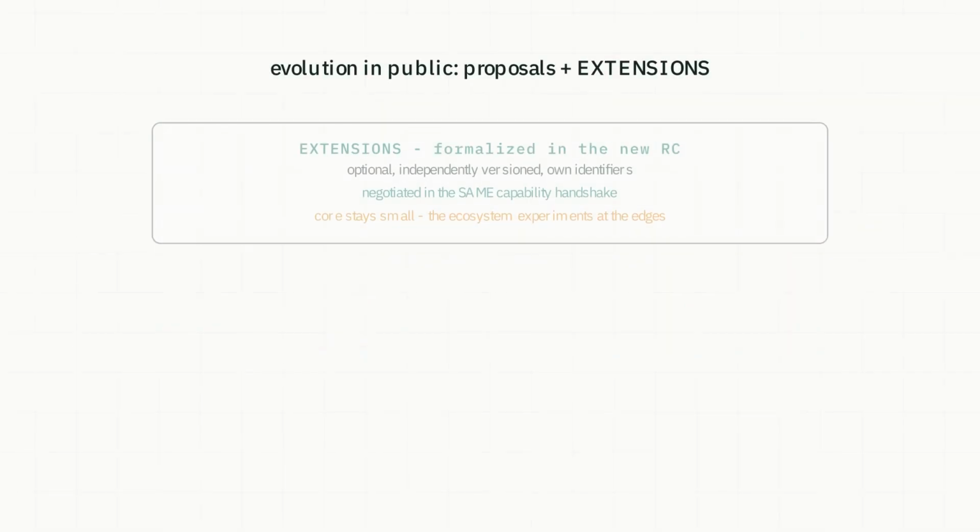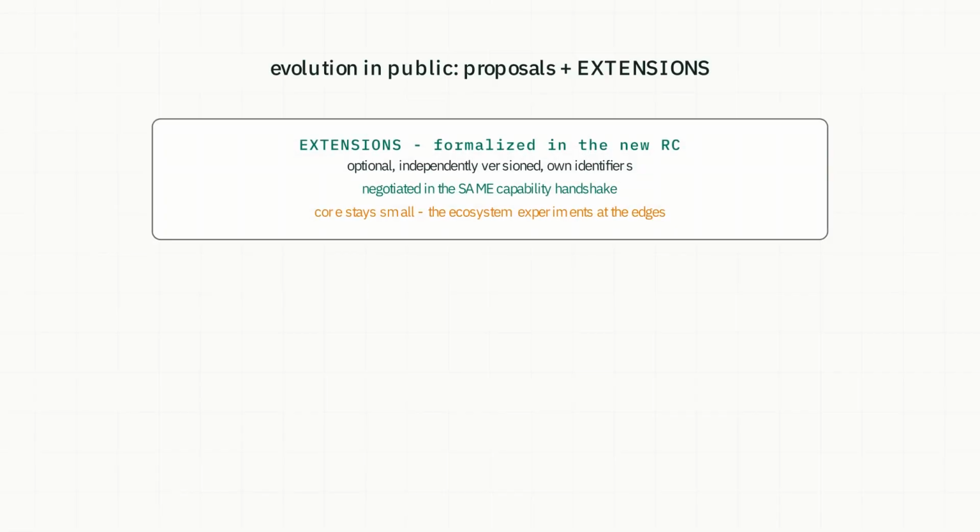The machinery of evolution is public too. Changes move through a proposal process, and the newest release candidate formalizes extensions: optional, independently versioned additions with their own identifiers, negotiated in the same capability handshake, so the core spec stays small while the ecosystem experiments at the edges.